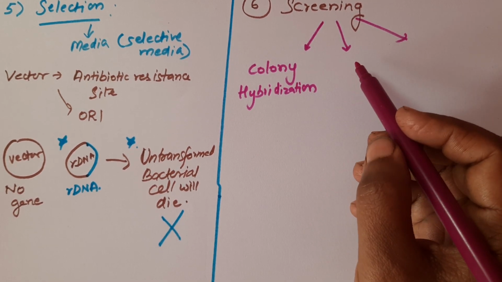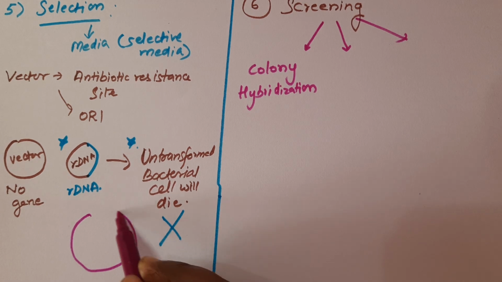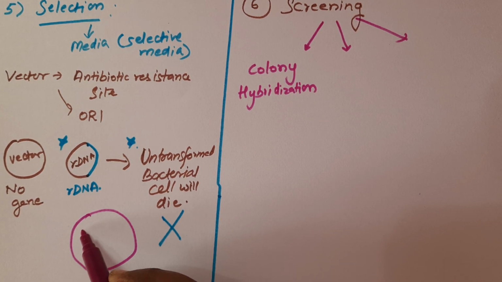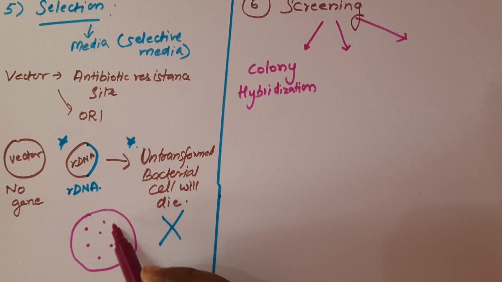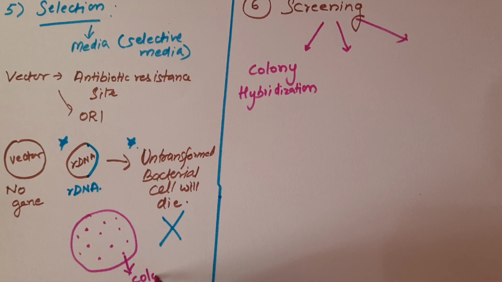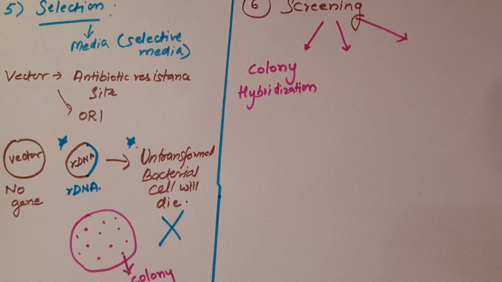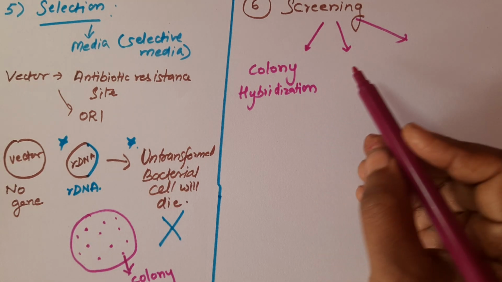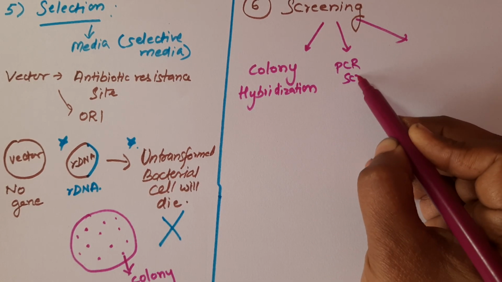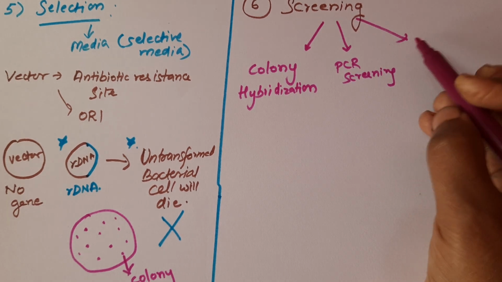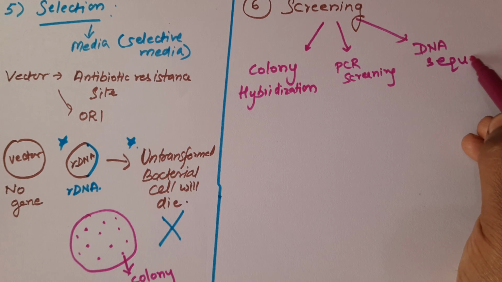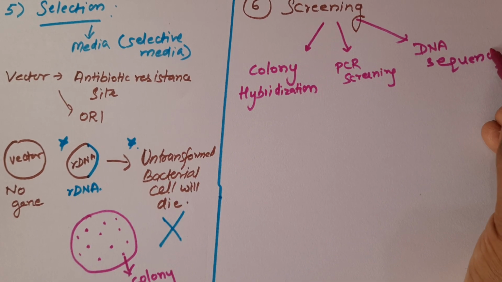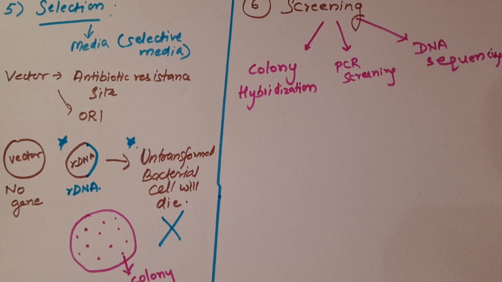So what are colonies? I will tell you. This is our plate that has the nutrient media. The bacteria will grow like small round structures. This is known as a colony. This is one colony, and these are all different colonies. So we will do the colony hybridization. Then we can do PCR screening also. And we can go for DNA sequencing also, to confirm that the gene is present in the transformed cells.